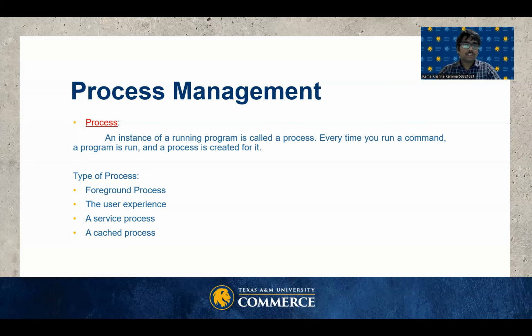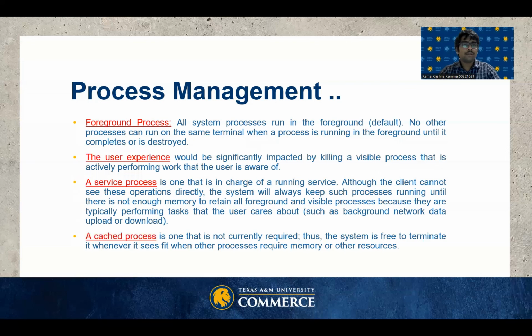Coming to the types of process, we have the foreground process, user experience, service process, and cached process. The foreground process is the process which we are able to see in the foreground. Suppose we type tamuc.com, we get input from the user and it will be displayed in a browser. That is foreground. Coming to user experience, it is significantly impacted by killing a visible process that is actively performing work the user is aware of.